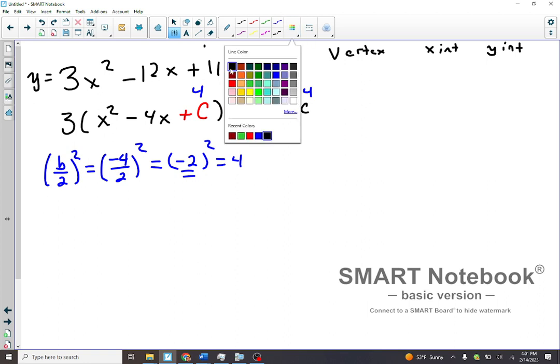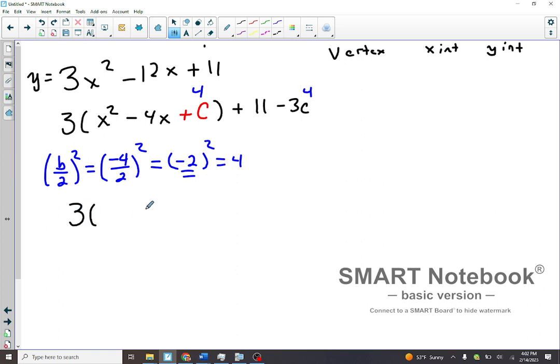So in this case, I'm going to rewrite this. 3, and I can reduce this.